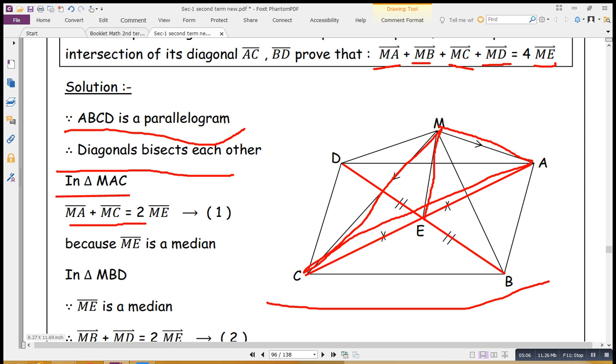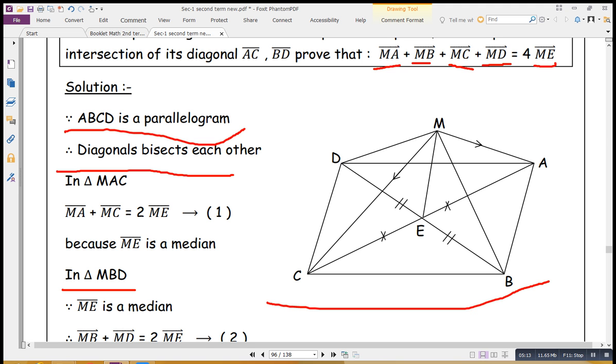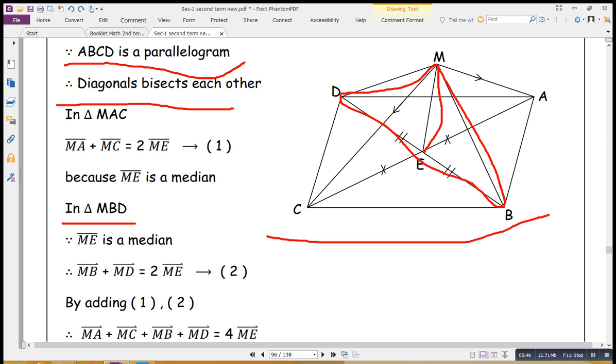Okay, so let's focus on the triangle MBD. What do we have in this triangle? Yes, we have a median. ME is a median. Why? Because E is the midpoint of BD. Why is E the midpoint of BD? Because, as we said before, the diagonals bisect each other. So ME is a median. So in triangle MBD, because ME is a median, the vector MB plus MD equals 2ME. So this is equation number 2. So we have two equations: equation number 1 in the triangle MAC and equation number 2 in the triangle MBD.